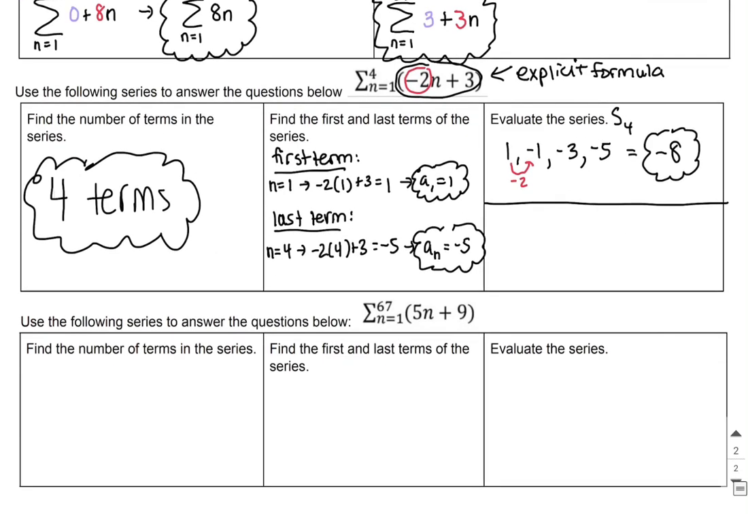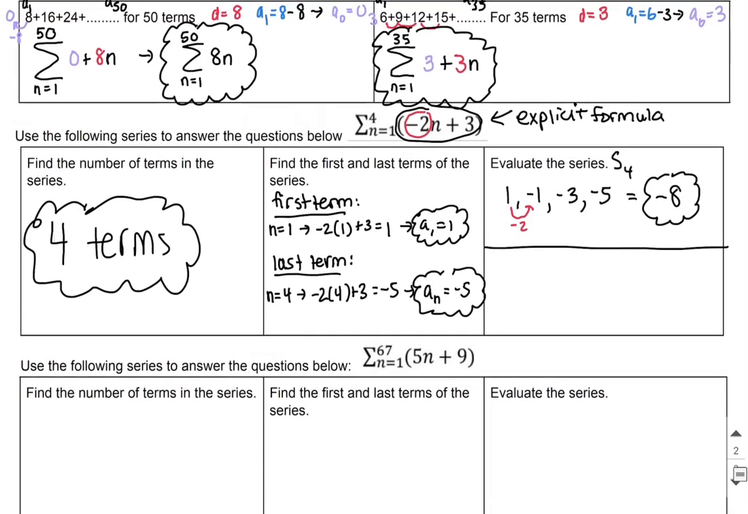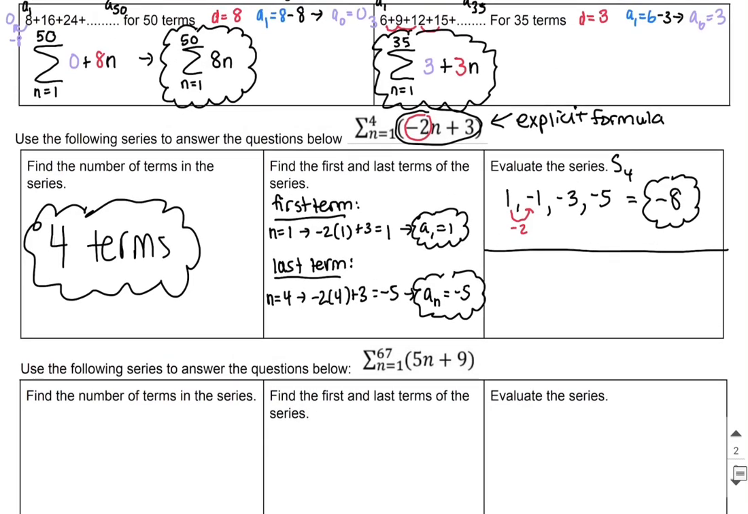But most of the time, you're going to have a lot of terms, like 67, which will be the next example that we use. So another way that I can do this, and the way that I'm going to do it for the most part, is to use the formula that we derived. Using the formula for S sub n, I know S sub n is equal to, in general, n over 2, that finds the number of pairs that I have, times the sum of the first term and the last term.